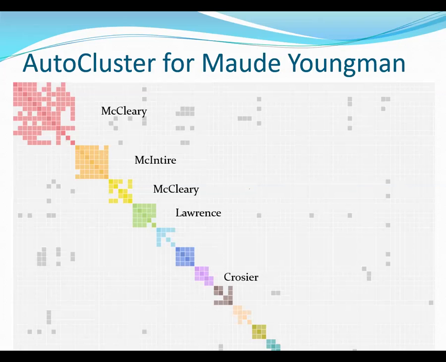Here's an auto cluster I ran for my grandmother, where I actually labeled each of the top 5 or so, showing that various different clusters are related on various different ancestral lines. My mom's mother, Maud Youngman, has McIntyre ancestry, as well as, as I mentioned, McClary and Lawrence and Crozier. So these clusters I've labeled for your information.